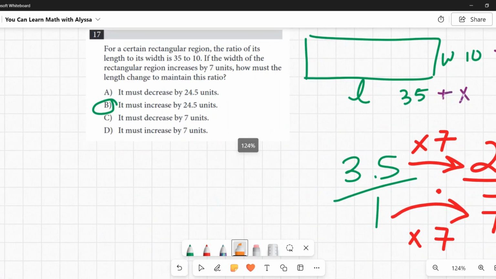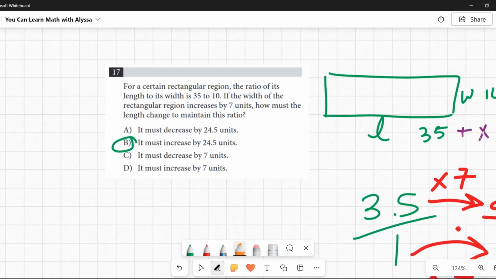Right, and last but certainly not least, for this particular problem, I don't think you even need to do any math. You can just look at the answers. Okay, and we'll just think this through logically. So there's a ratio, 35 to 10. So we know the length is longer, right? If it's 35 for the length to 10 for the width, we know the length is longer.